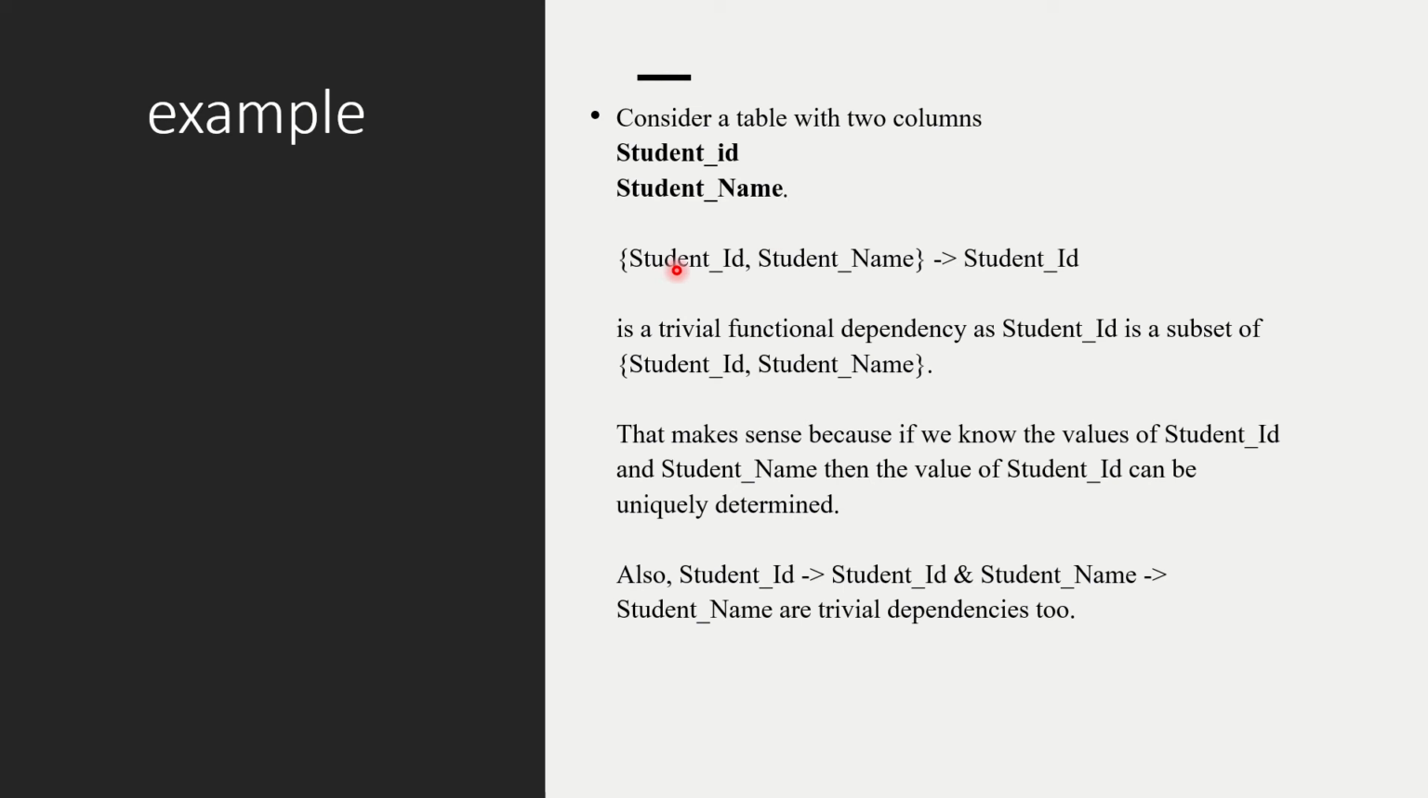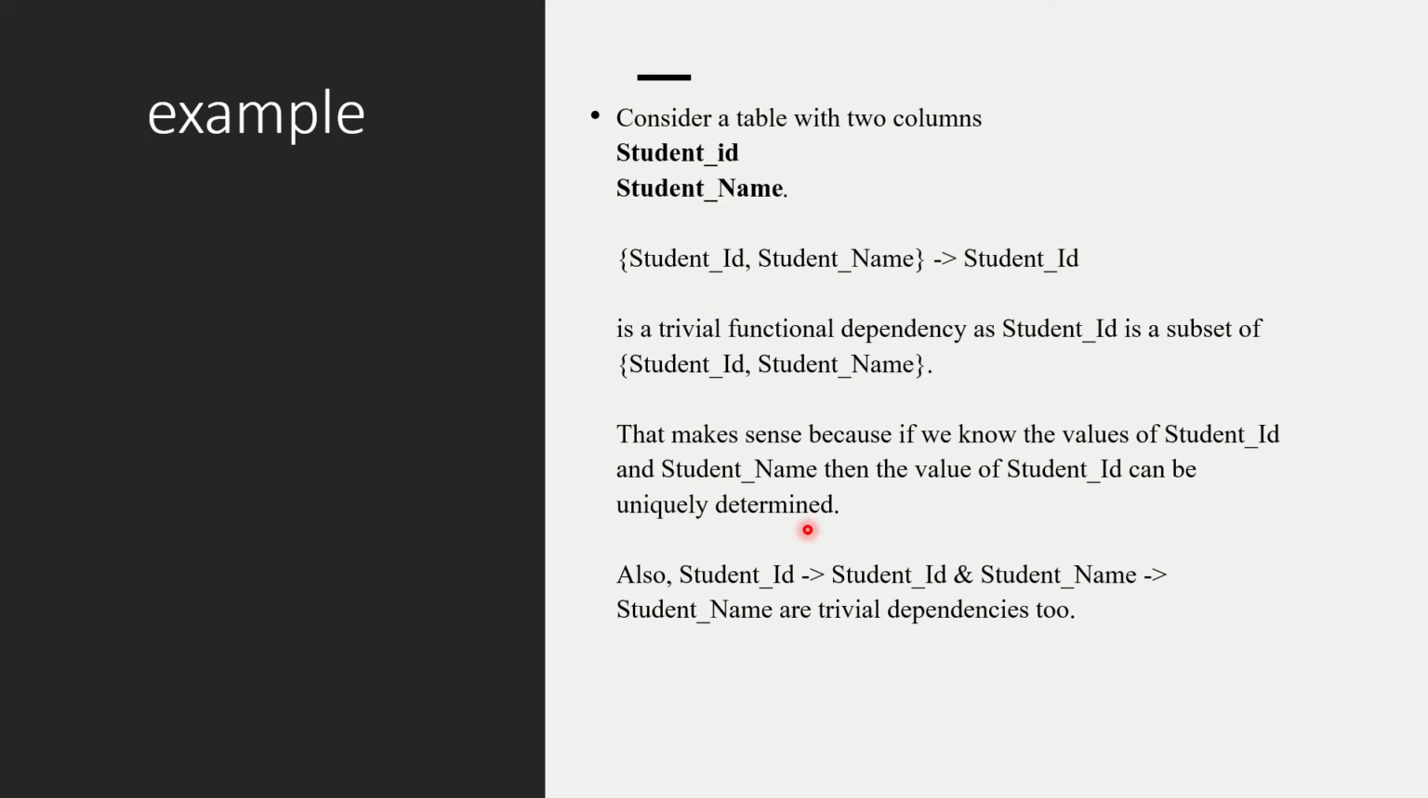So we can write this combination, that is a set of student ID and student name implies student ID. This one is a trivial functional dependency. Instead of A, we are writing A, meaning the set of two attributes, and B is a single attribute. Since B is an element of this set, that is, it is a subset of this set, we can call this functional dependency a trivial one.